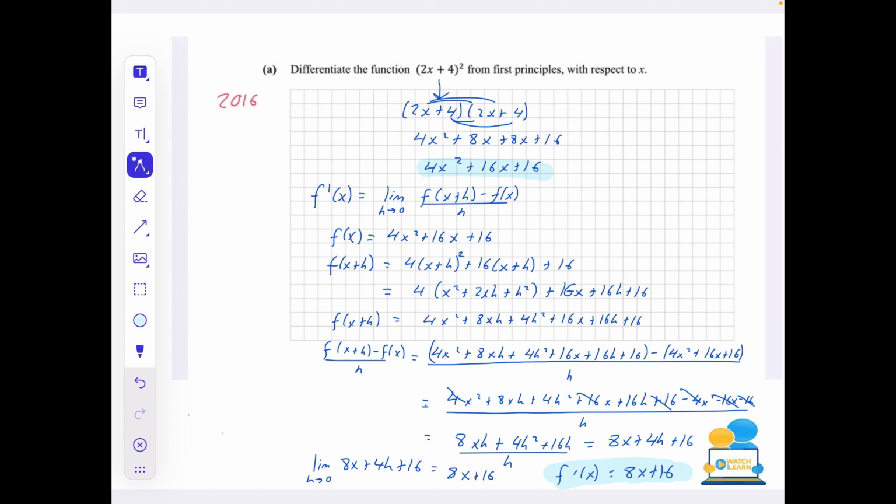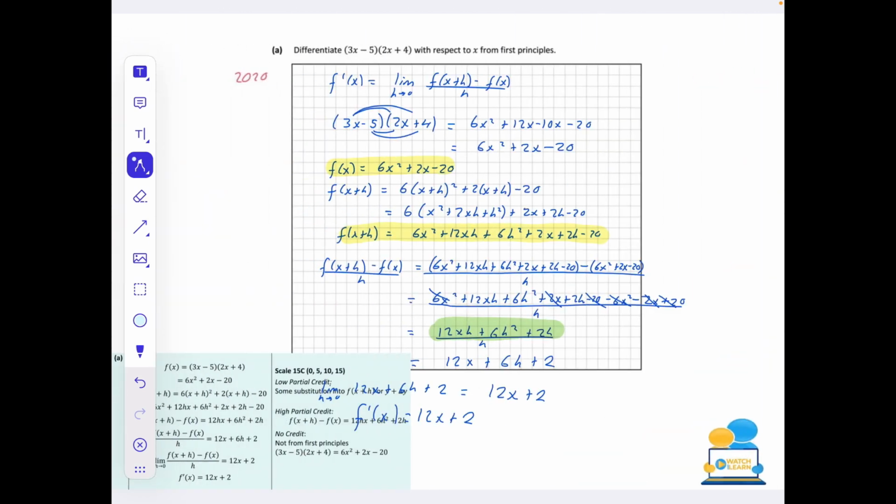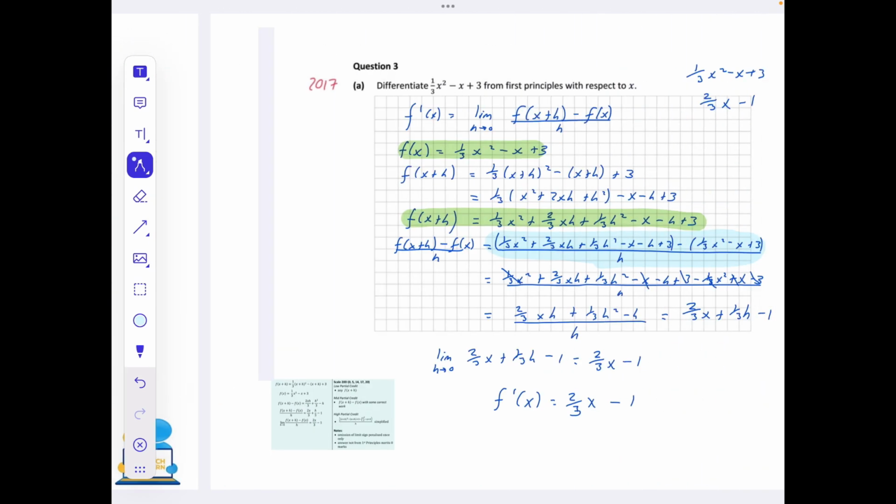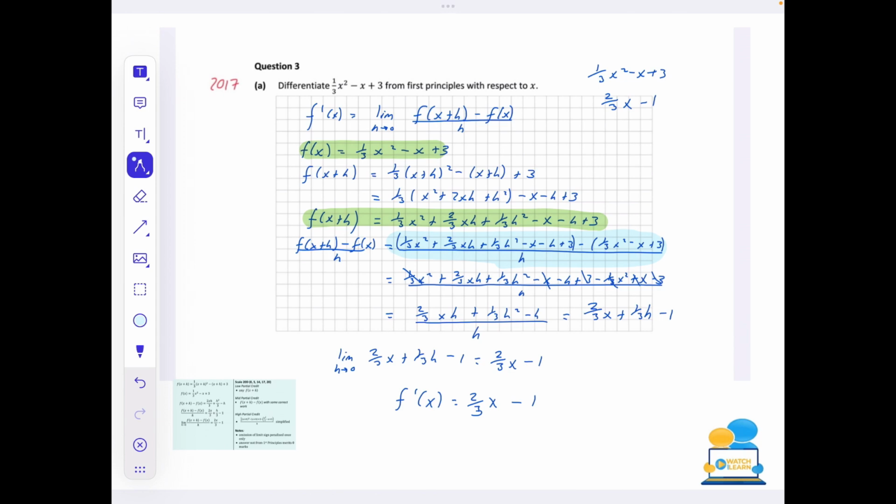Okay, so I hope you can see from those couple of questions that we did, very repetitive, nearly always the same thing. The only way they can change it, if we look at the 2016 question, they gave it to you in a little bit messy form. You had to do that extra step, same as what they did in the 2020 question. You just have to multiply out the two brackets.